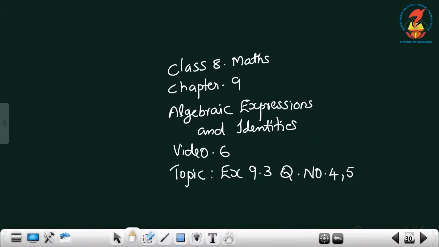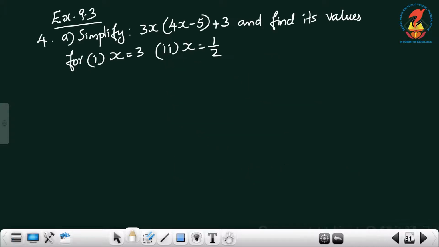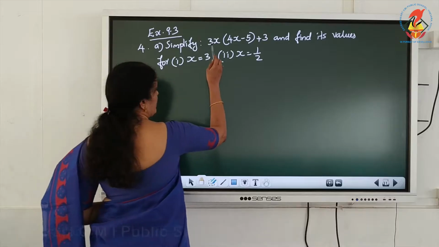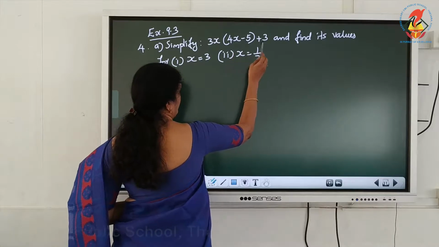Next exercise 9.3, question number 4 and 5. Simplify 3x into (4x minus 5) plus 3 and find its values for x equal to 3, x equal to 1 by 2. First you simplify 3x into (4x minus 5) plus 3.